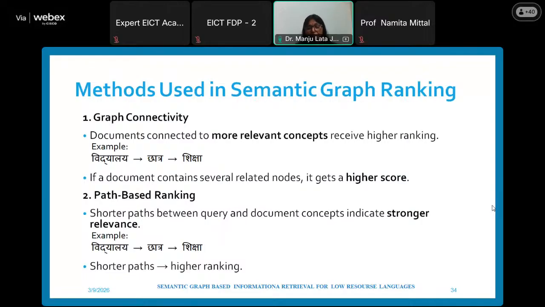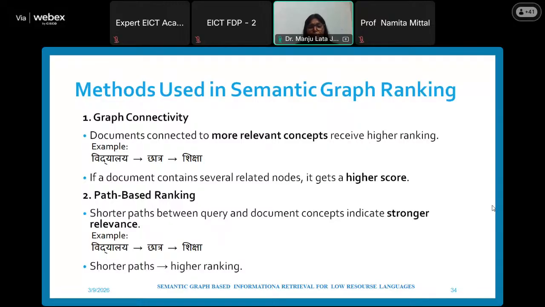Now, for ranking purposes, what different aspects do we take care of? First of all, graph connectivity. Documents connected to more relevant concepts receive higher ranking. Means if Vidyalaya is connected with Chhatra and Shiksha, and a document contains several related nodes, it definitely gets a higher score. That is how the graph is connected. That is also a ranking mechanism.